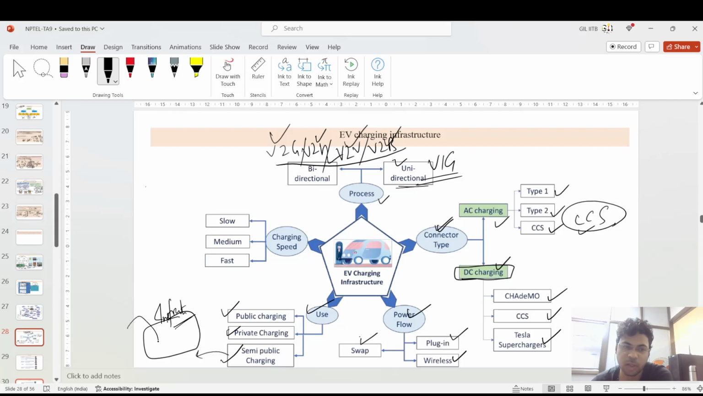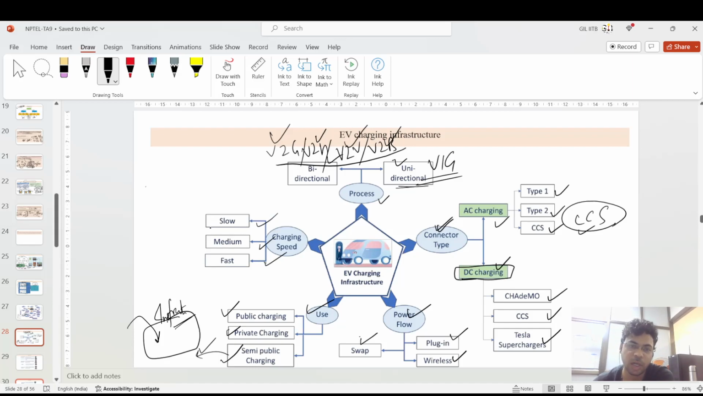Semi-public chargers are such that the infrastructure is developed by a certain private authority and some other third party installs the charger. Suppose there is a building and you need chargers to be installed, so the premises will be handled by somebody else and the charger is being handled by somebody else. So that is a kind of semi-public charging infrastructure.